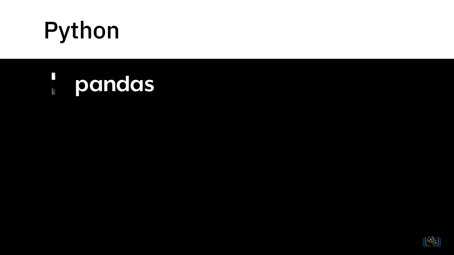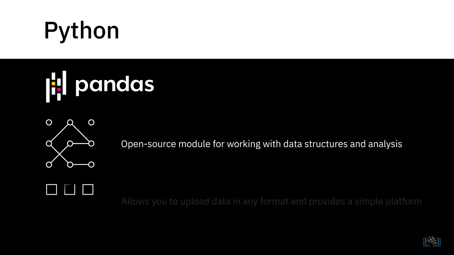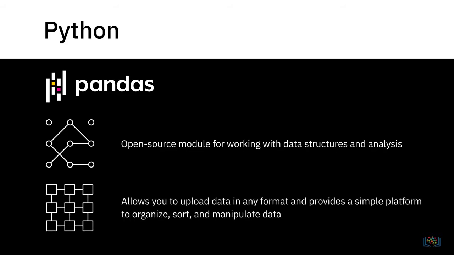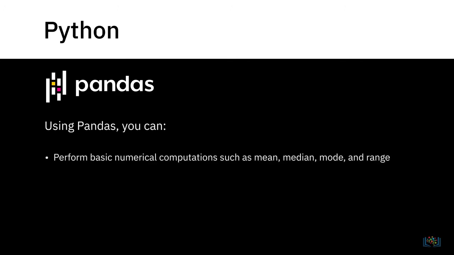Python libraries like Pandas and NumPy are commonly used for data mining. Pandas is an open source module for working with data structures and analysis. It is possibly one of the most popular libraries for data analysis in Python. It allows you to upload data in any format and provides a simple platform to organize, sort, and manipulate that data. Using Pandas, you can perform basic numerical computations, such as mean, median, mode, and range.